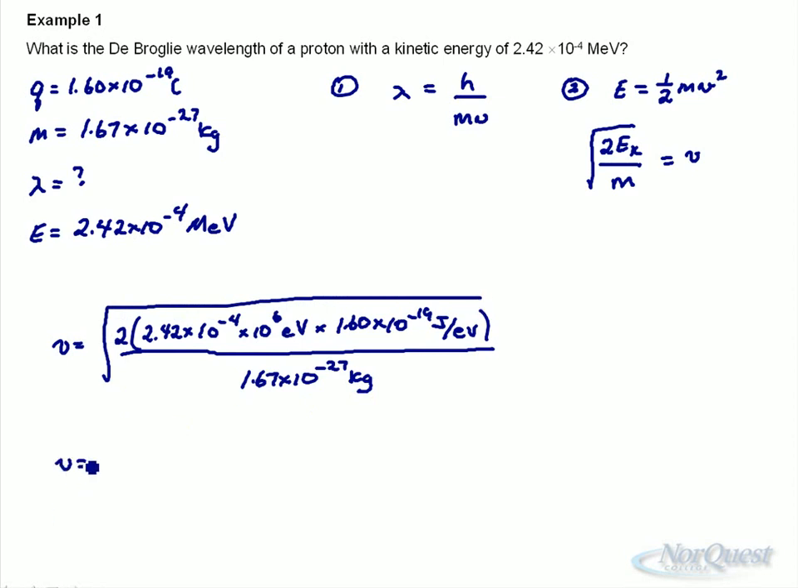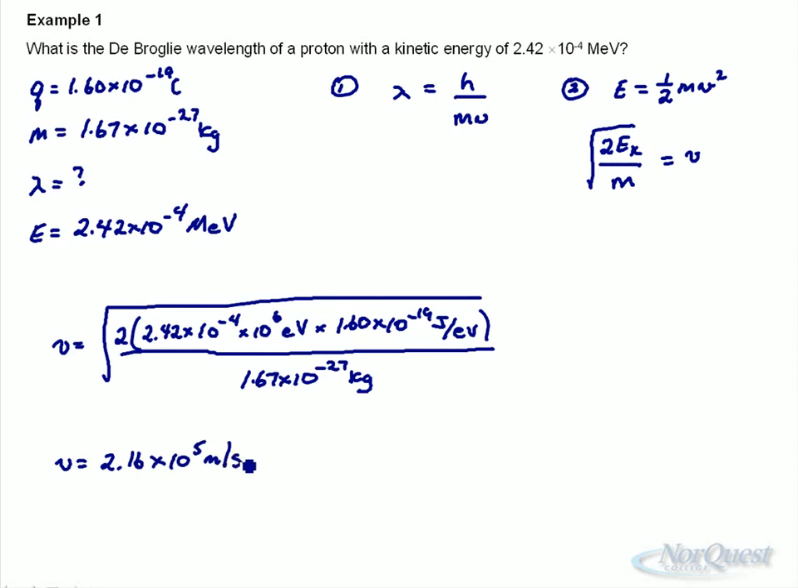So if we punch that in, 2 times 2.42 to the exponent negative 4 times 10 to the exponent 6 times 1.6 to the exponent negative 19. It's my numerator. Divide by 1.67 to the exponent negative 27. Take the square root of that number, and you get a velocity of 2.16, this is a rounding, times 10 to the 5 meters per second.